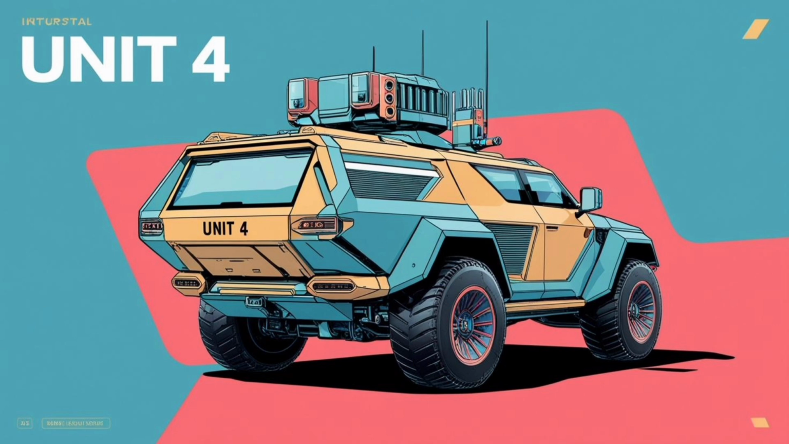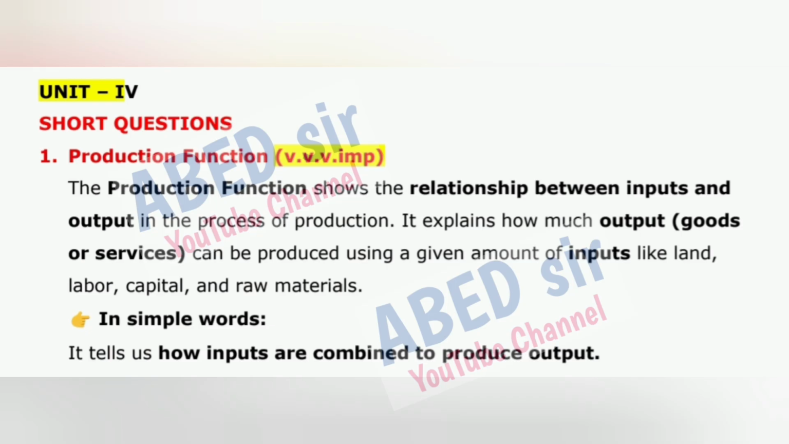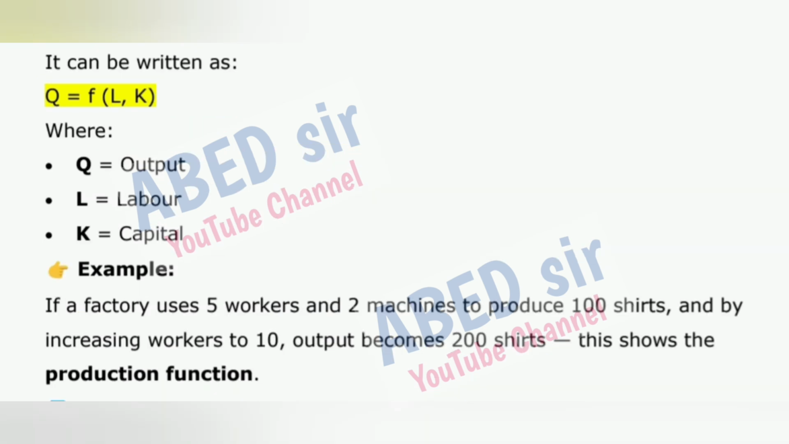Unit 4, first important short question is Production Function. The production function shows the relationship between inputs and output in the process of production. It explains how much output, goods or services, can be produced using a given amount of inputs like land, labor, capital, and raw materials. In simple words, it tells us how inputs are combined to produce output. It can be written as Q = F(L, K), where Q is output, L is labor, K is capital.